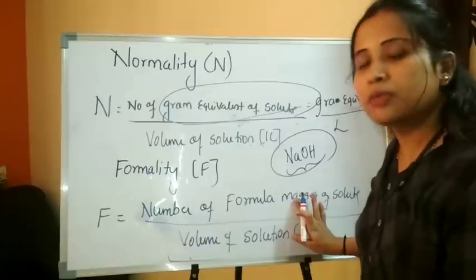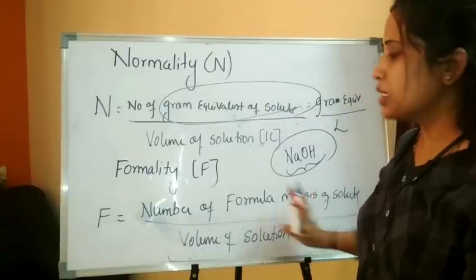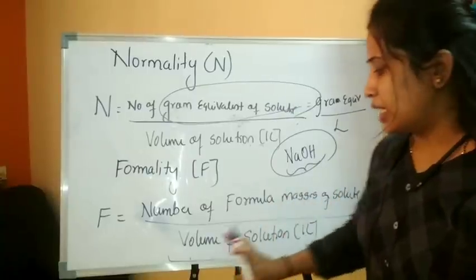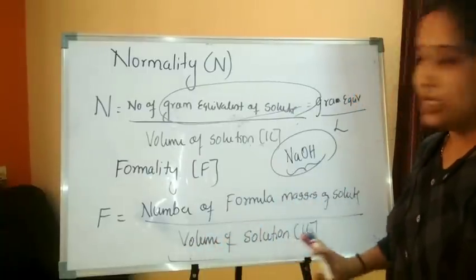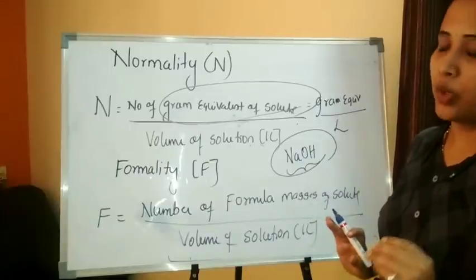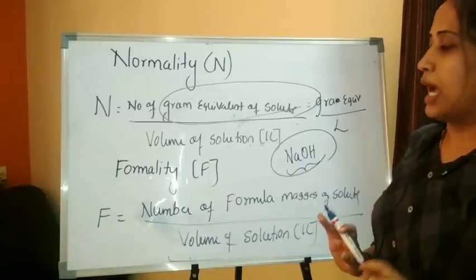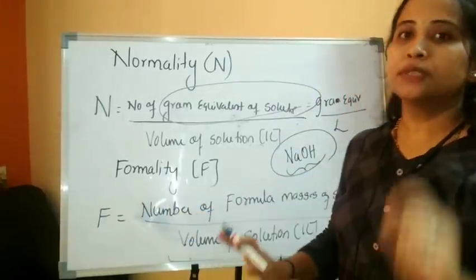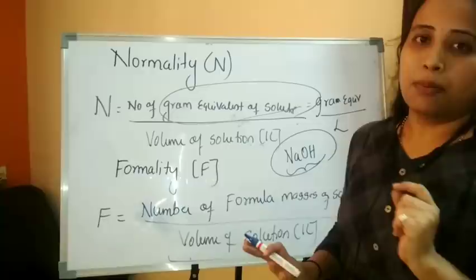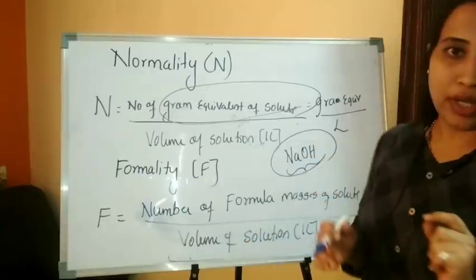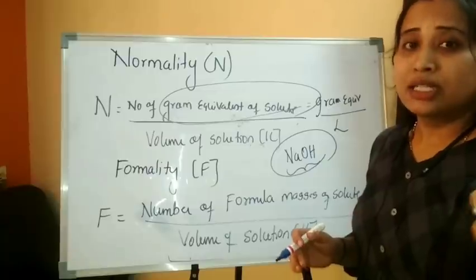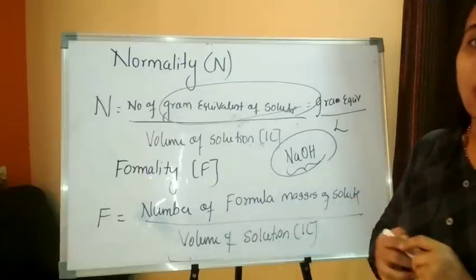The sum of the atomic mass will give the molar mass as well, right? So formality is the formula mass of the solute divided by the volume of the solution. Same method, okay? The only change is that this formality method is applied for some of the ionic compounds, for example, potassium chloride, sodium hydroxide, sodium chloride, where discrete molecules will not appear.